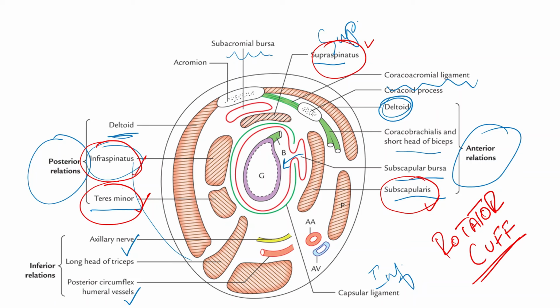But the joint is weak from its inferior part, from its lower end, as it is related to the nerve and the vessels, but it is also related to the long head of the triceps. So the joint is weak from its lower end. So this is about the relations of the joint.